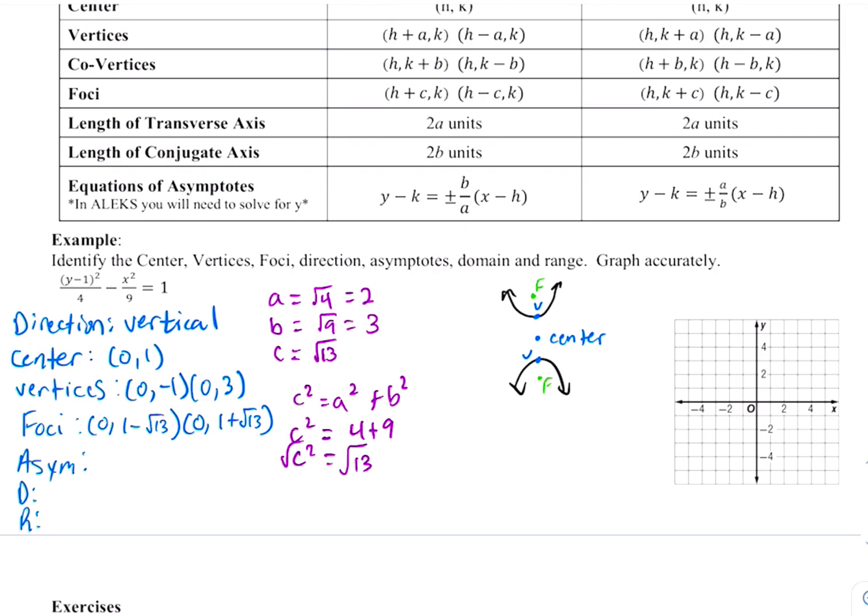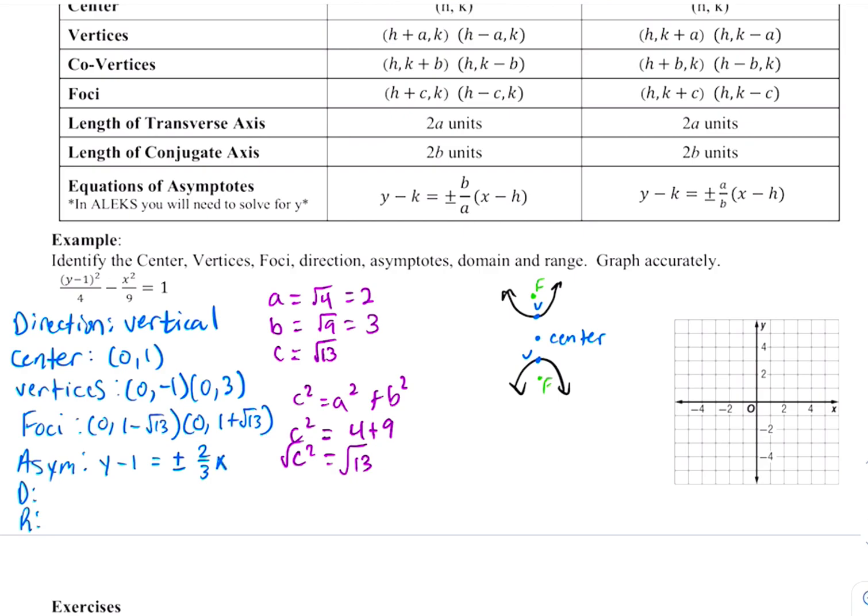And then for the asymptotes, we are using this formula this time since it is vertical. So y minus k, so this will be y minus 1 equals plus and minus, and then a over b this time, so that will be 2 over 3. And remember, if you can simplify that fraction, then we would need to simplify that. And since our h is 0, when I do x minus 0, that would just simplify to be x.